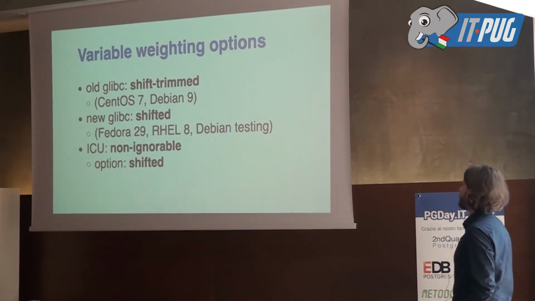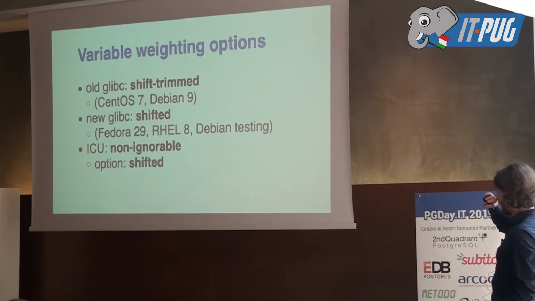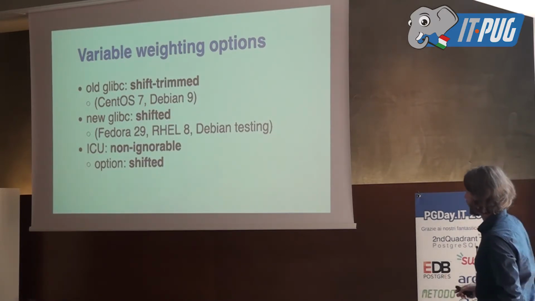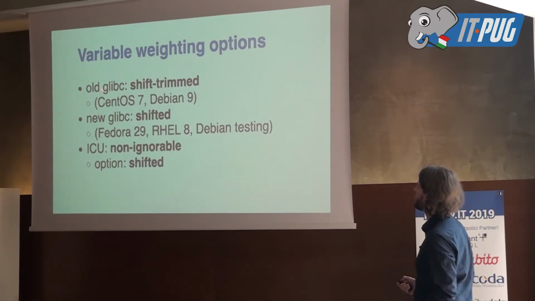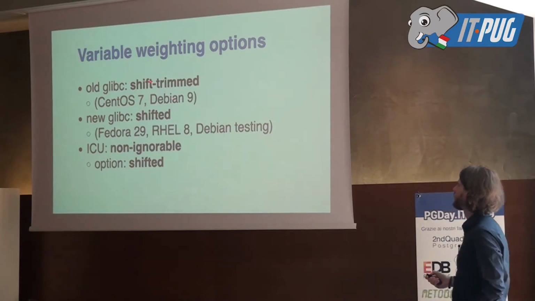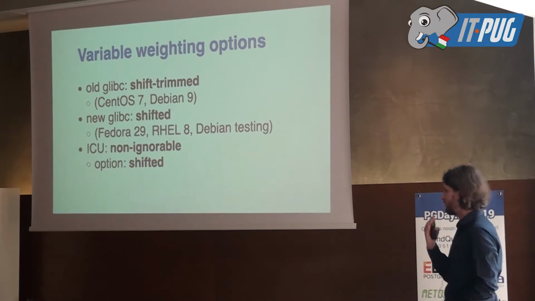Which one you get depends on what version of which software you have. And this is also going to cause some confusion as people update. So in the old glibc, which is included in these operating systems, you get the shifted trimmed version, which is the traditional kind of POSIX Unix behavior.